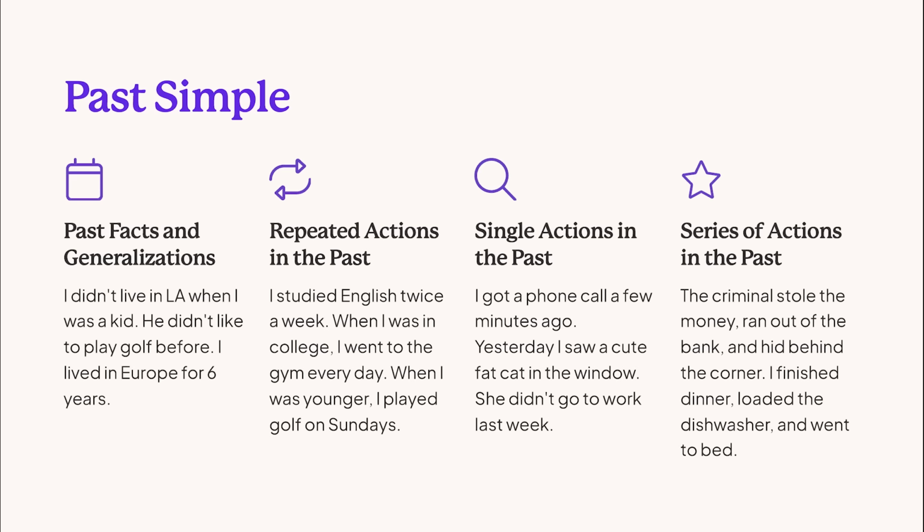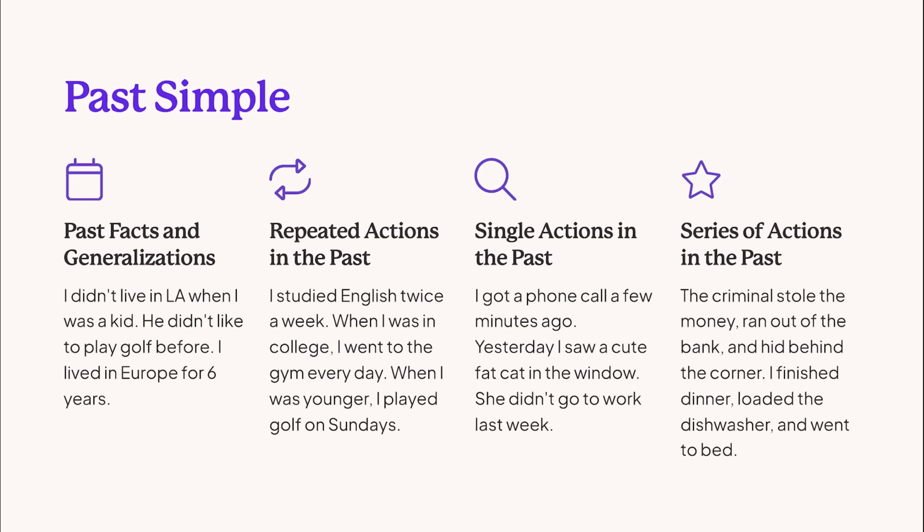We can also use the past simple in some other situations. 3. A single action in the past. For example, I got a phone call a few minutes ago. Yesterday, I saw a cute fat cat in the window. She didn't go to work last week. All these actions are in the past, so we use them in the past simple. It can be one action or a series of actions.